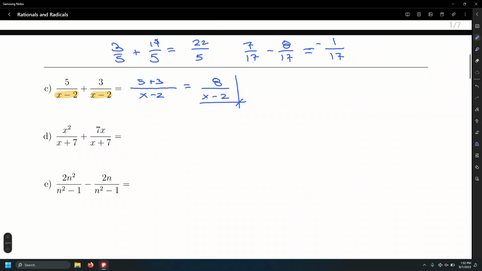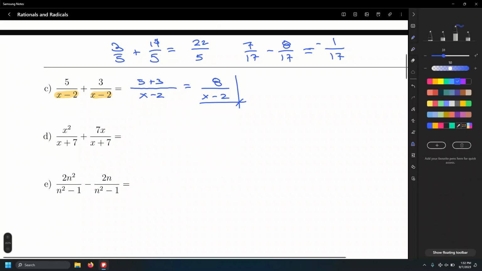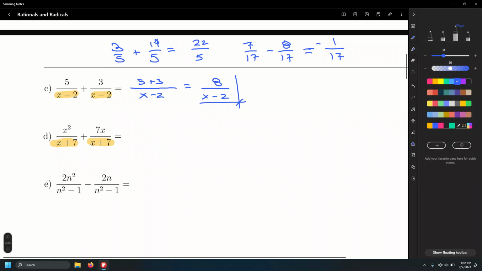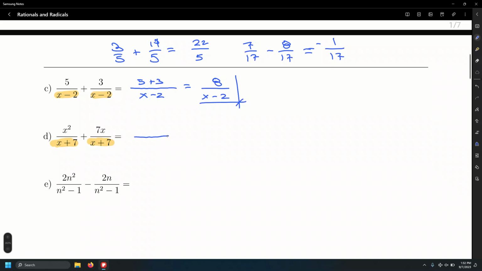All right, let's see. Letter D. Notice how both of the fractions have the same denominator. So we can just go about performing the operation implied with the quantities in the numerator. Let's go ahead and do that. Draw a division bar, x plus 7 in the denominator, and just go x squared plus 7x. All right? And it seems like we're essentially done with this one.